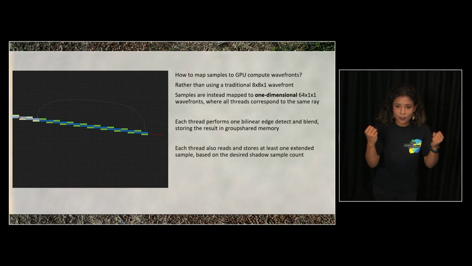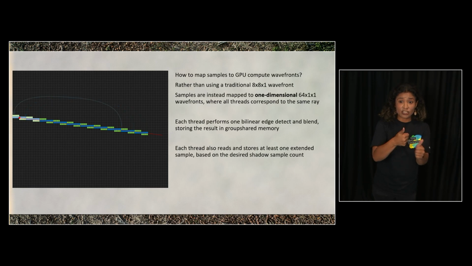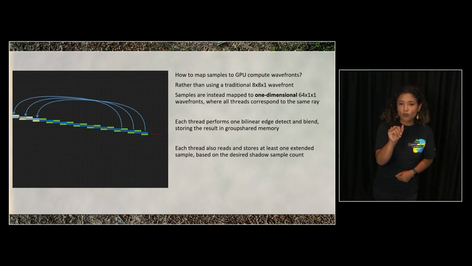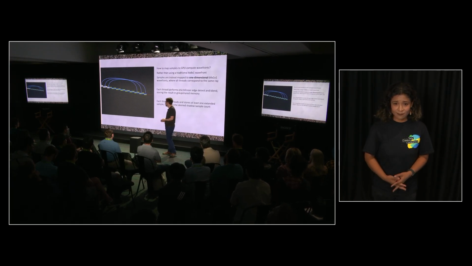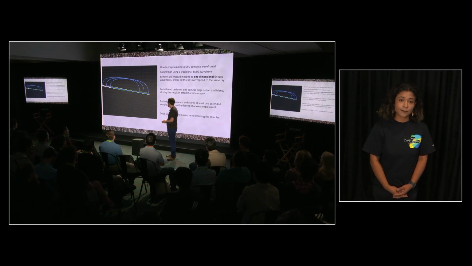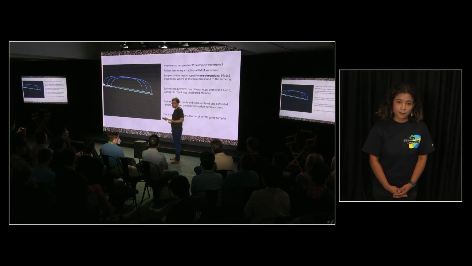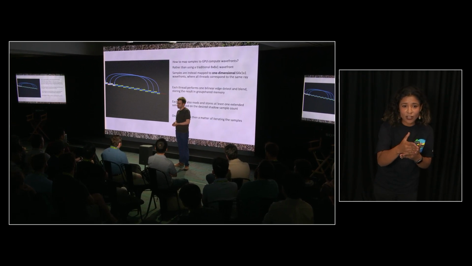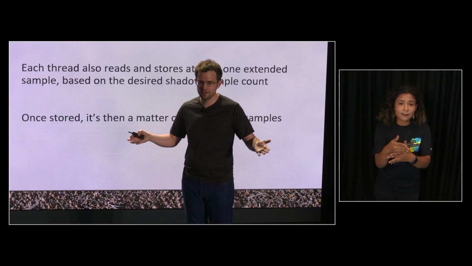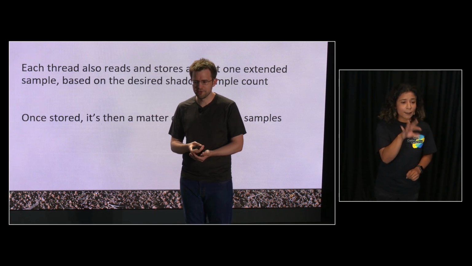That would be a very short ray at the end, so each sample also has to do at least one extended sample based on the number of actual tests we're doing for this shadow. But hopefully you can see there's an awful lot of data reuse happening here. And, of course, once it's in local data share and group shared memory, it's a pretty simple option. We just have to pick a starting point and iterate forward.